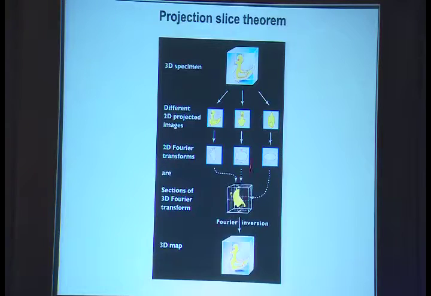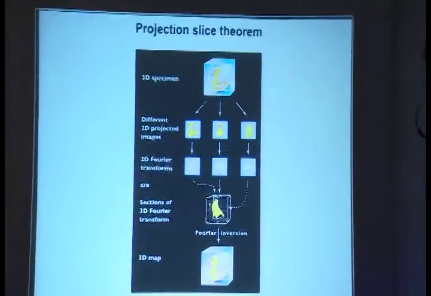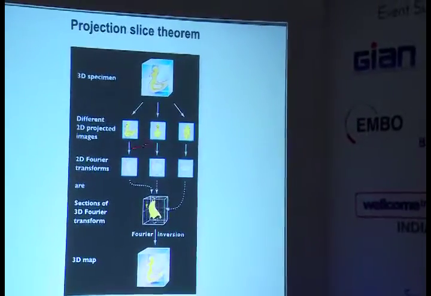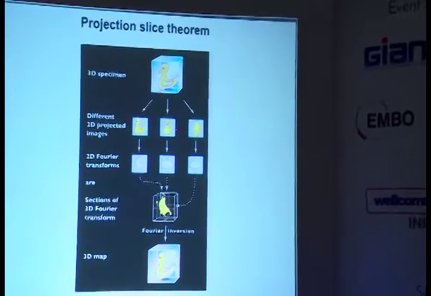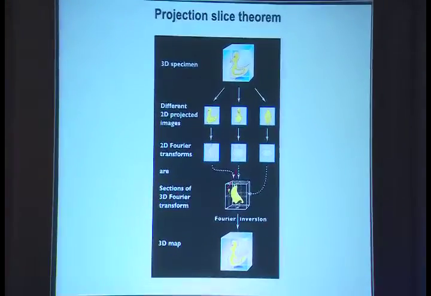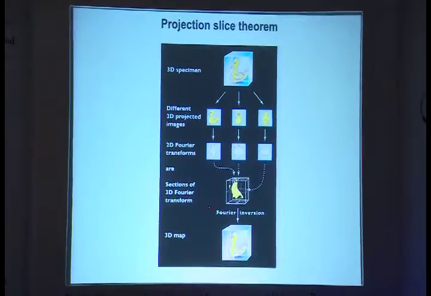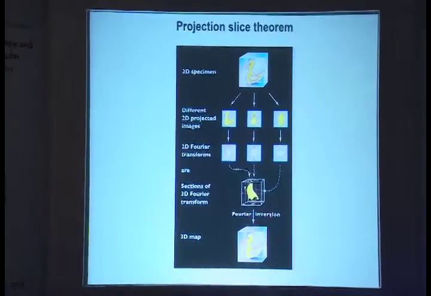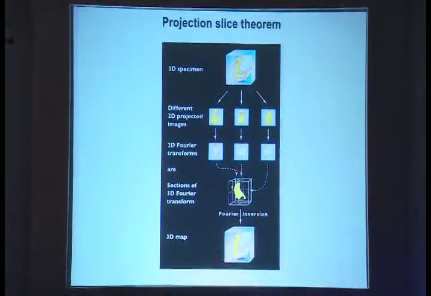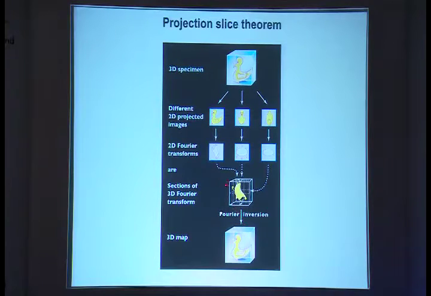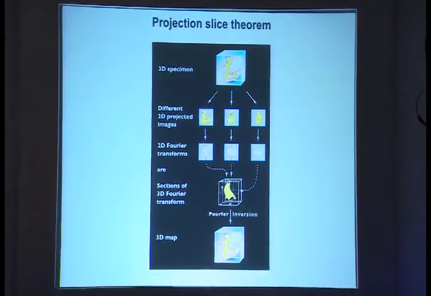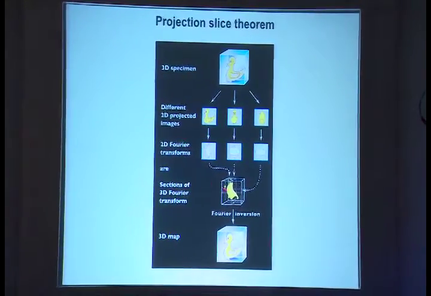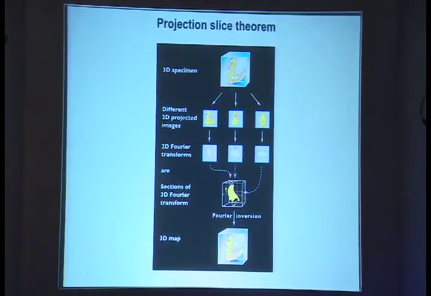This is a slide which I took from Tony Crowther, who is at LMB. So any 3D specimen, you get 2D projected images, and when you do a Fourier transform of these 2D projected images, these are related to this 3D object by sections of the 3D Fourier transform. Which means that if you stack up all these together and do the Fourier inversion, then you get a 3D map. So this will keep coming up in the lecture as it goes. So it's critical to remember that the 2D Fourier transform of the projected images is related in Fourier space to the 3D object.